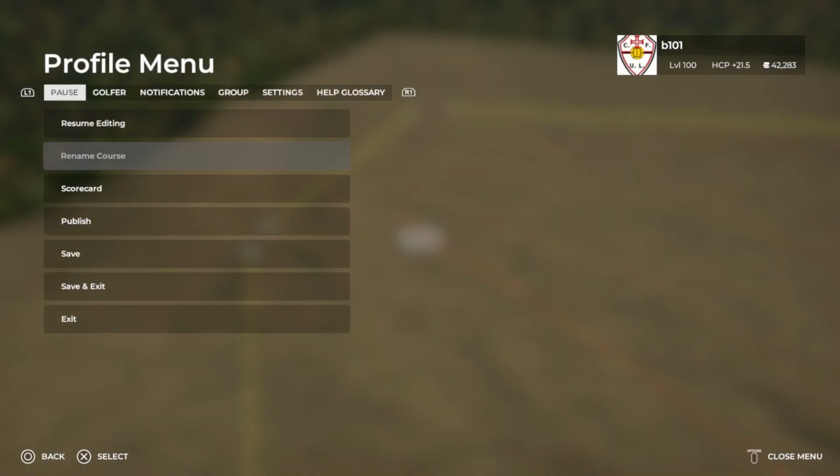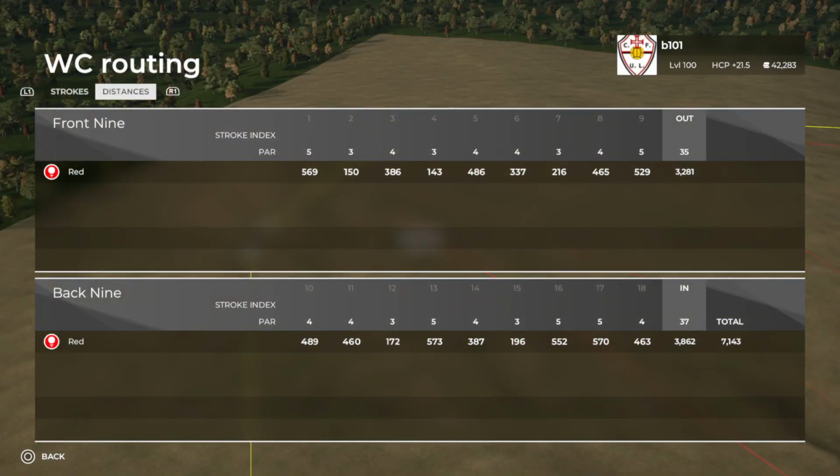So looking at the scorecard, what are things that I like? Well, we've spread around the par 3s. We've got 5 par 3s, 5 par 5s, so that's immediately giving some variety. Now, the pars and distances on each 9 are quite different, but actually 35 for 3200 is not that distant away from 37 to 3.8.